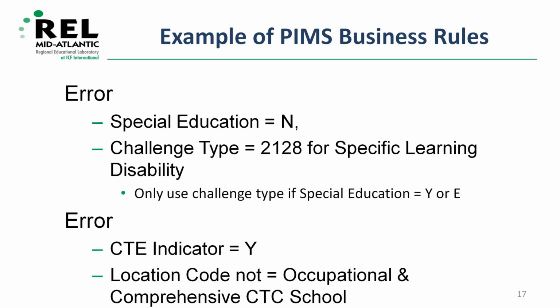So some of the business rules, checking PIMS, you shouldn't have special ed equals no and a challenge type in there. I mean, because that's saying here's some type of a disability even though they're not special ed. That's a basic one. But again, you're typing in data fast, probably with a lot of distractions, so it might happen. CTE indicator, if it's a yes, you can't have it be at an occupational or comprehensive CTC school. A lot of this you can automate. A 6-year-old 12th grader or something like that.